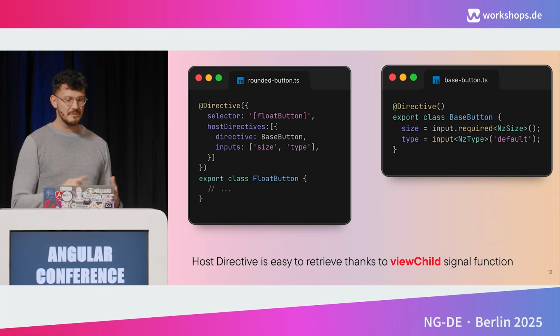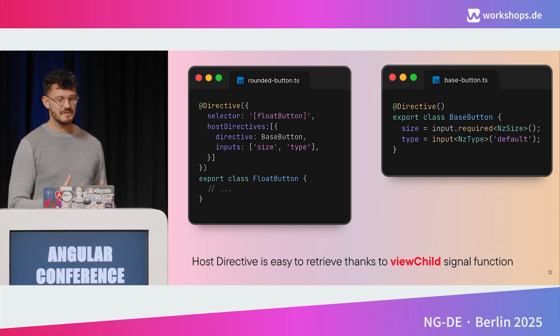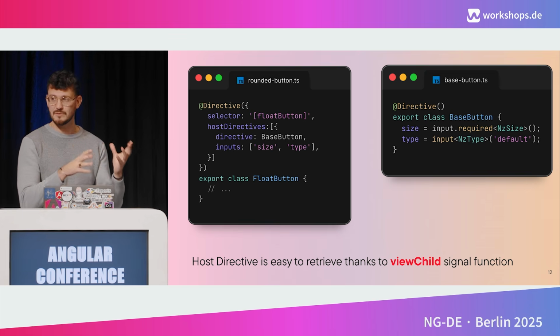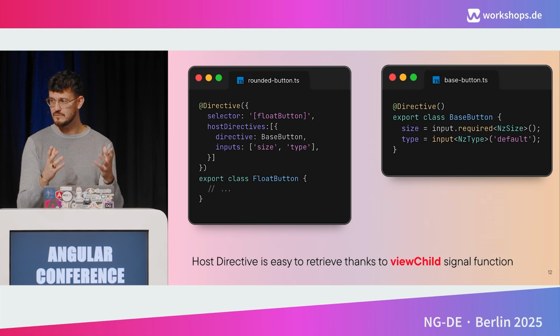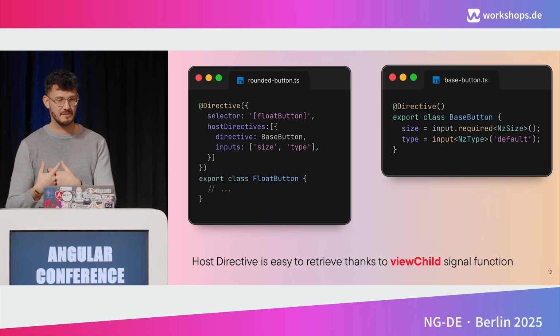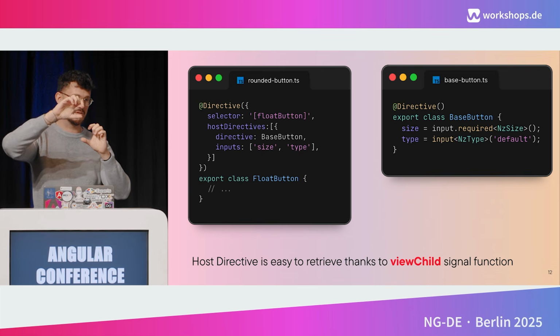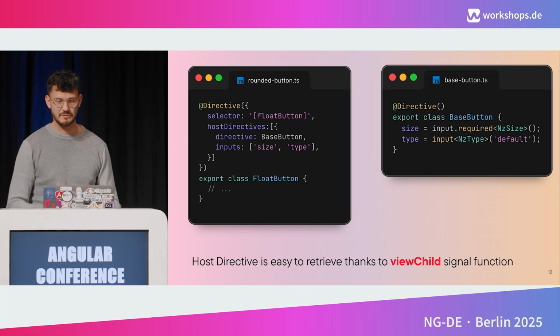So a directive is easy to retrieve thanks to the viewChild signal function. If you use a float button inside your component, your view, you can retrieve the base button thanks to viewChild. It's possible, okay? Because finally, in the DOM, you will have the float button, and on the float button, you will have the base button directive. So it's possible to retrieve the base button logic thanks to the viewChild signal function.